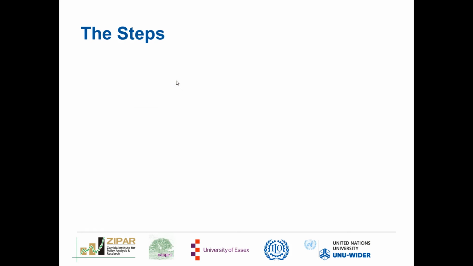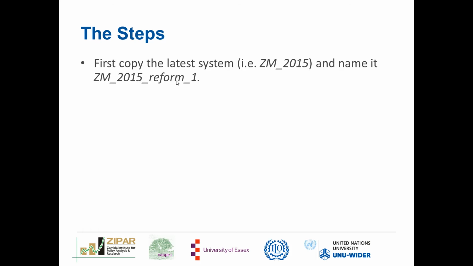We're going to look at the steps of how to make a change to an existing policy on the PowerPoint, and then we'll go over to the live version of the model and go through these same steps again. The first step is to copy the latest system, which is our ZM_2015 system, and name it ZM_2015_reform_1. And if you'll remember, we've already done that when we added our new system.